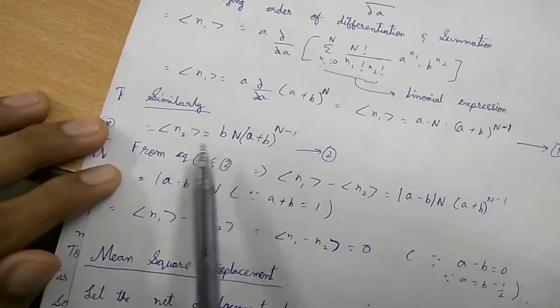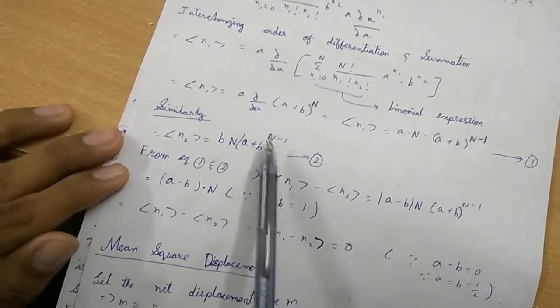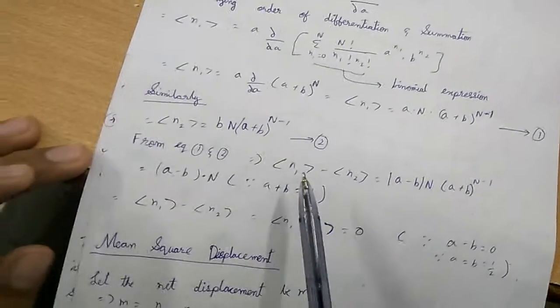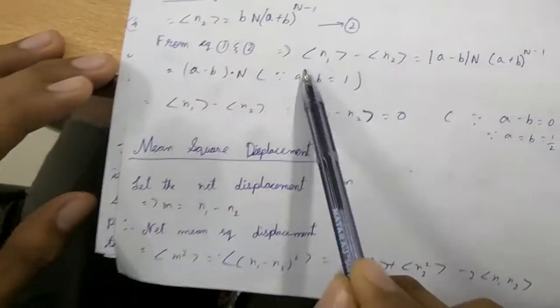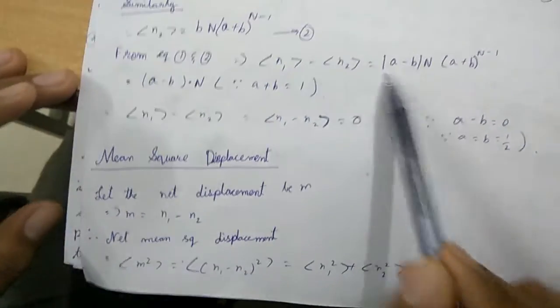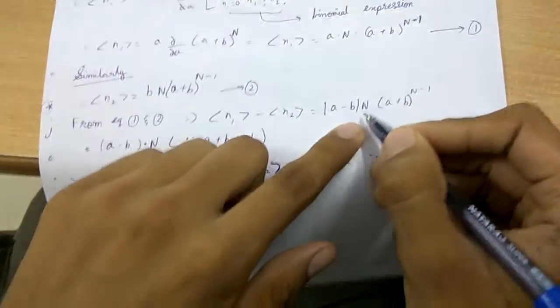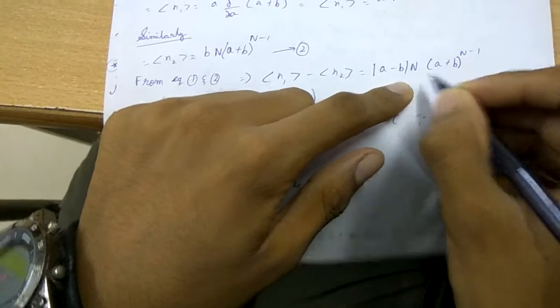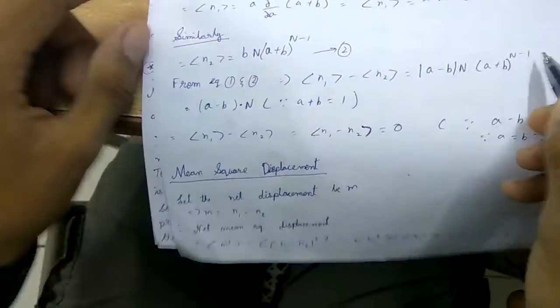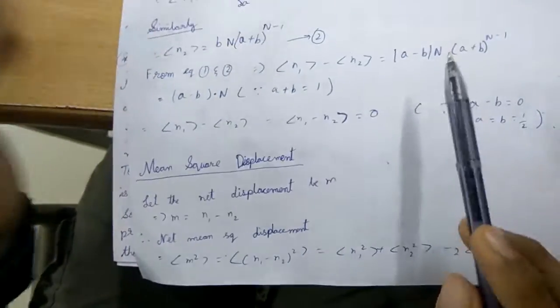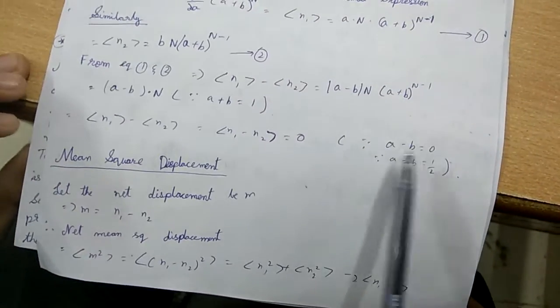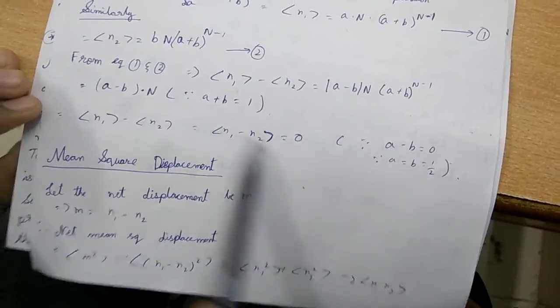Similarly, we get n2 equal to b times n times (a plus b) to the power n minus 1. From equations 1 and 2, the mean of n1 minus n2 is equal to the modulus of a minus b times n times (a plus b) to the power n minus 1. We put a modulus because we don't know which is greater. For an unbiased board, a and b are equal to 1 by 2, so we get 0. Thus the mean displacement of a 2D random walk on a Galton board is 0.